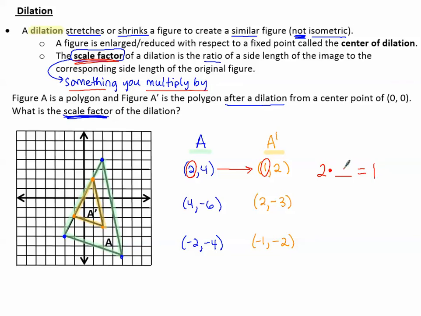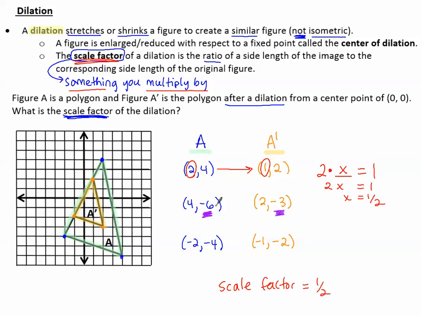Well, we usually put a variable such as x in an equation like that to help us solve. So if 2x equals 1, we divide by 2 and x equals 1/2. It looks like the scale factor equals 1/2. But let's check it by looking at another coordinate. How about looking from -6 to -3? Notice these are the corresponding coordinates.